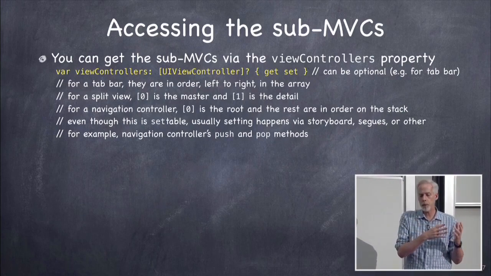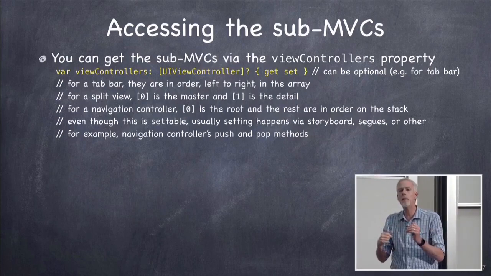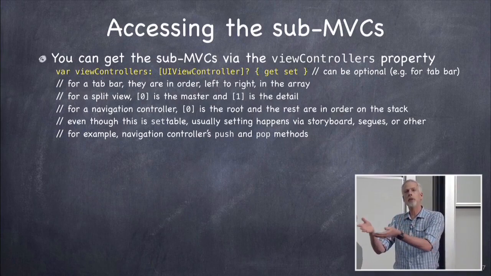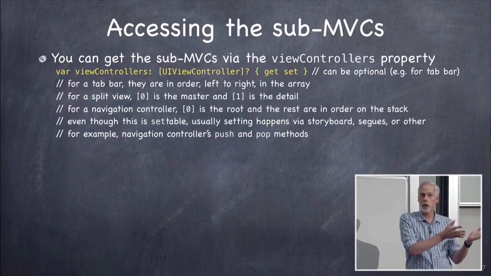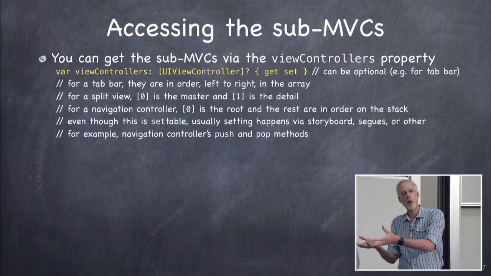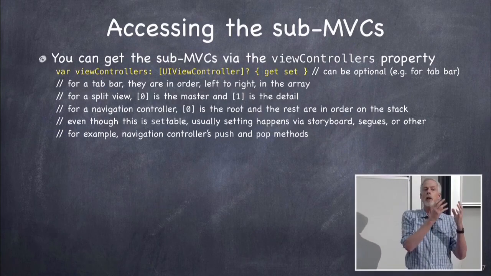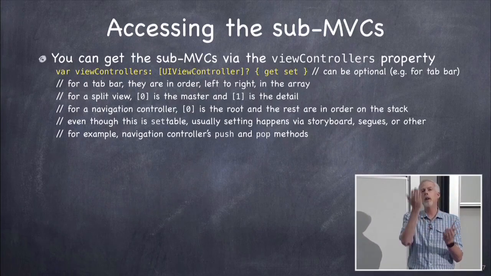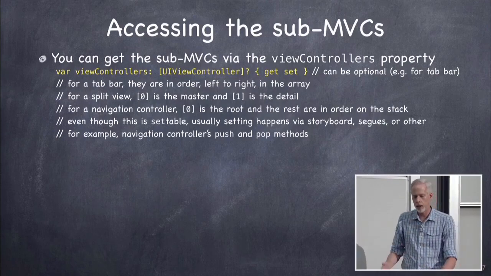So, for example, in the tab bar, this is all the MVCs for each tab, with the leftmost tab's MVC at 0, and then 1, 2, 3, 4 is just the rest of the MVCs. Okay, for a split view, 0 is always the master, 1 is always the detail, and there's never any other ones in this array. For a navigation controller, 0 is the base card, and 1, 2, 3, 4, etc. are the ones stacked on top in order. Okay, so that's how you can kind of get at them.